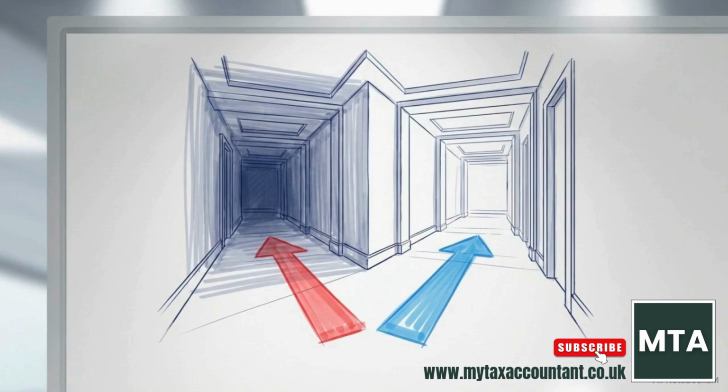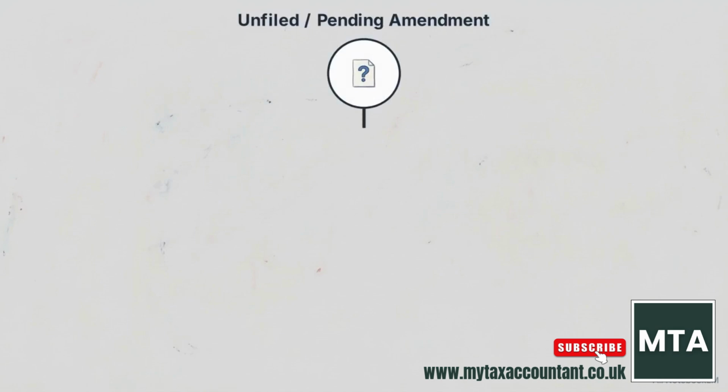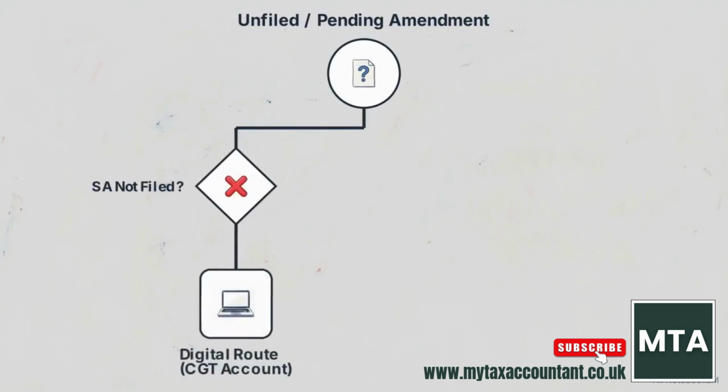Step 3 is selecting the appropriate amendment vehicle. The path you take to submit your corrected data depends entirely on your current annual filing status. If you haven't filed your annual self-assessment, proceed down the digital route via your CGT account. However, a mandatory 72-hour system cooldown applies after original submissions.